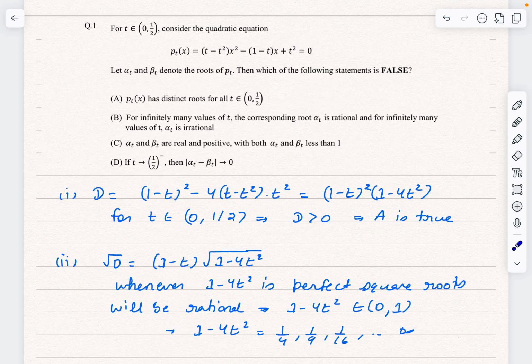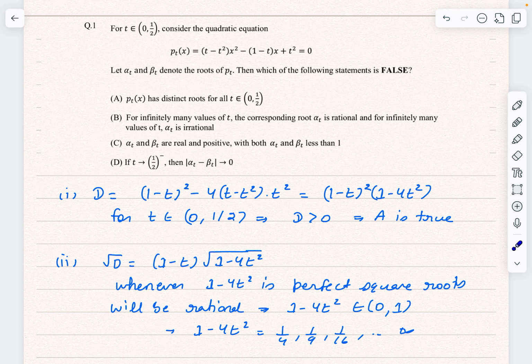So guys, let us start discussion of this JEE Advanced 2025 sample paper. We'll discuss a few questions right now. The first one is for t in (0, 1/2). Consider this quadratic equation, and α(t), β(t) are the roots of the equation. Then they're asking which of the following statements is false.